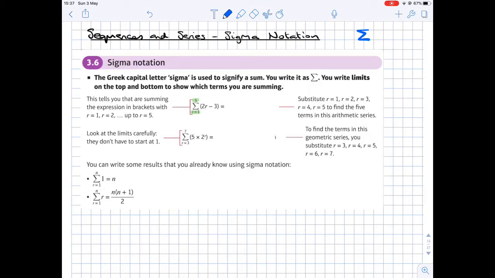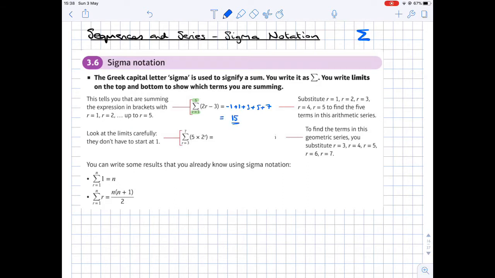So when r equals 1, 2 times 1 is 2, take away 3, minus 1. When r is 2, 2 times 2 is 4, take away 3 is 1. Moving on to get our next few terms, we'll see that they are 3, 5 and 7. So we have our first 5 terms. They total to give 15.